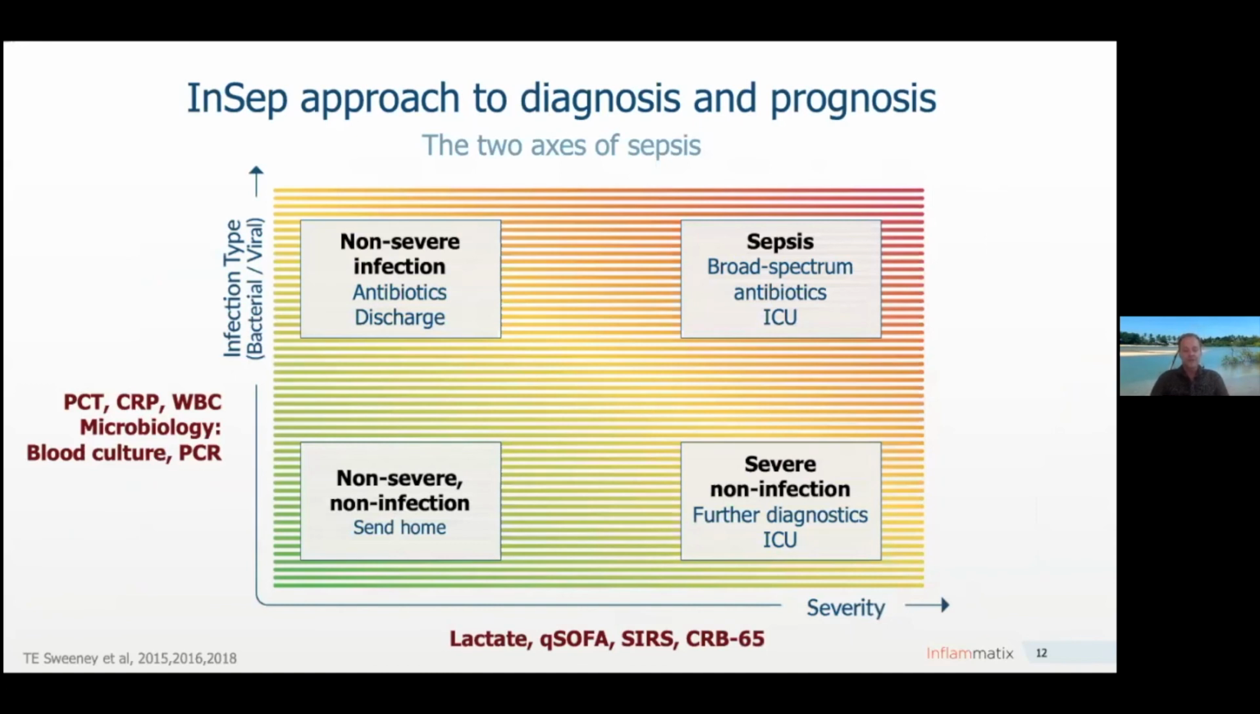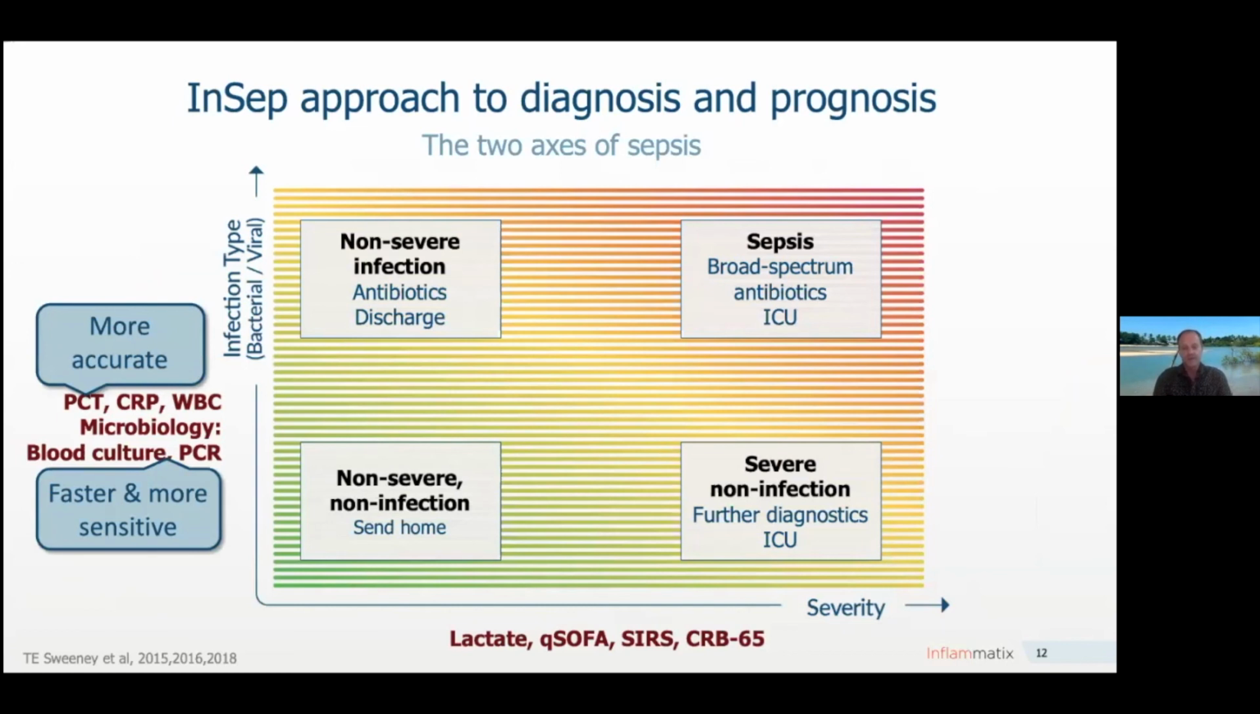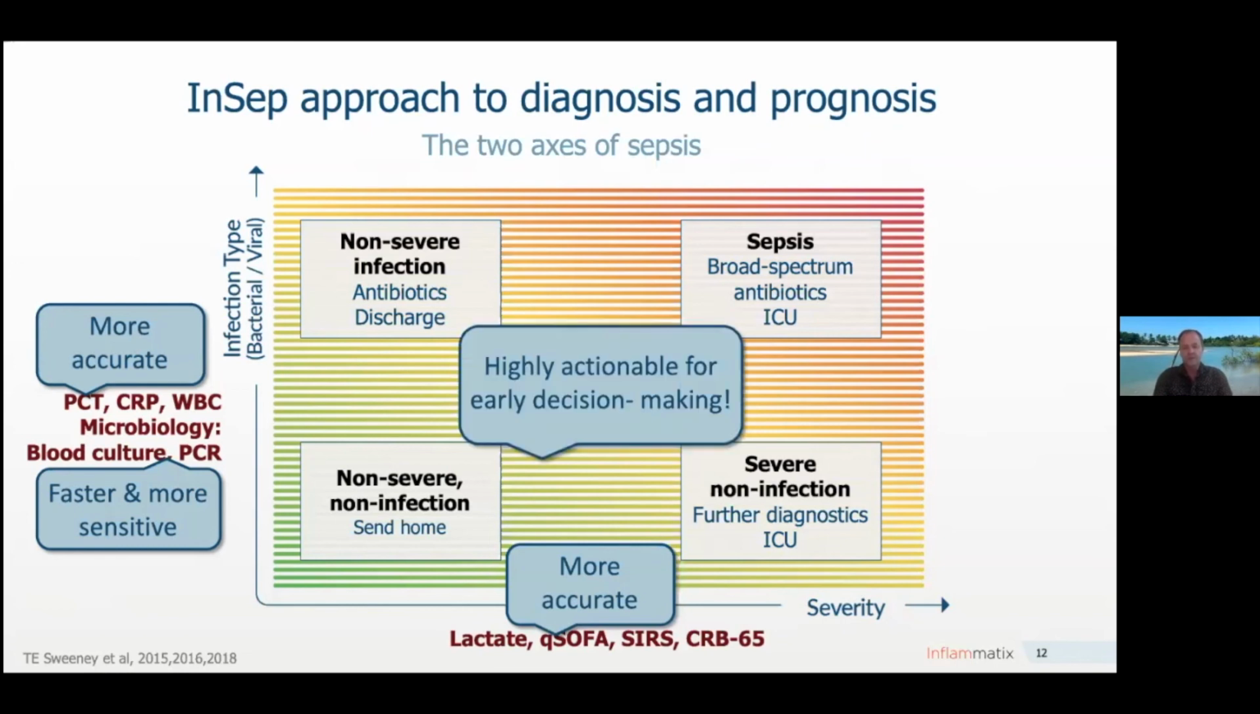So to come back to the concept of the two axes of sepsis that Prescott introduced, what would the host response test add to your clinical decision-making? You would be having more accurate results compared to the biomarkers to determine whether this is an infection or not. You would have faster and more sensitive microbiological results to determine whether this is an infection or not. You would be more accurate in determining the severity of the condition. And lastly, taken together, you would get highly actionable results for early decision-making. So your upfront decision-making in an ED would be improved.